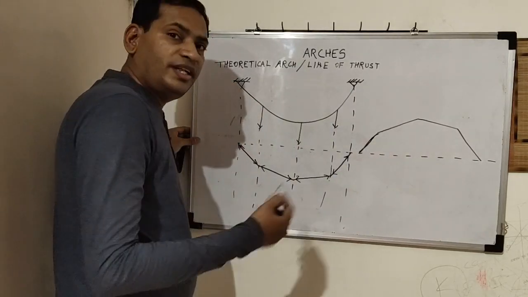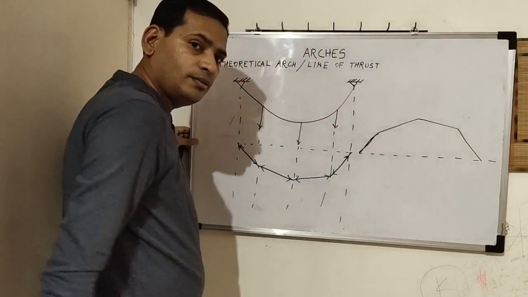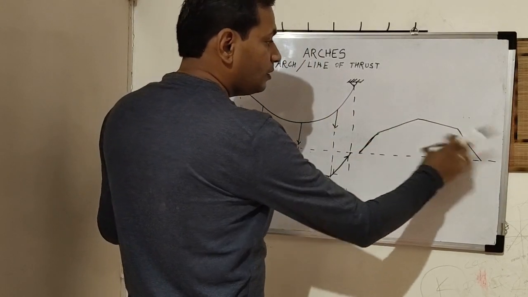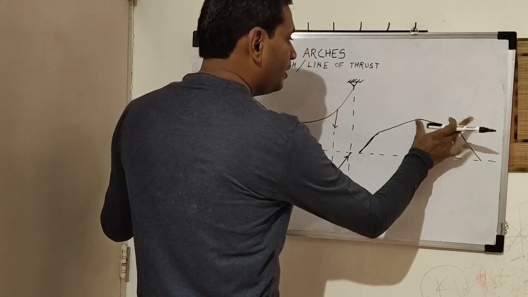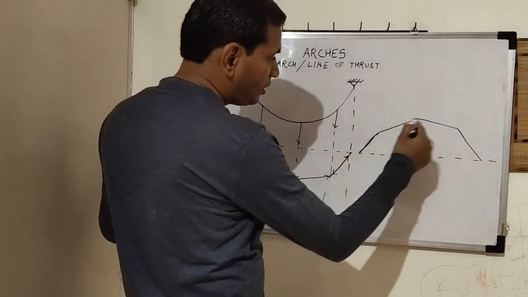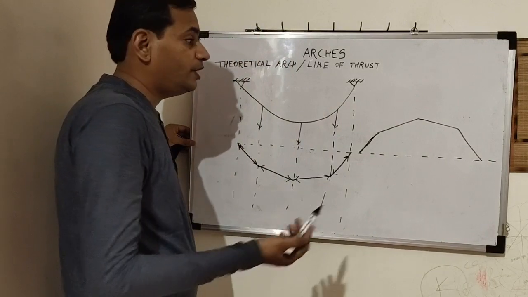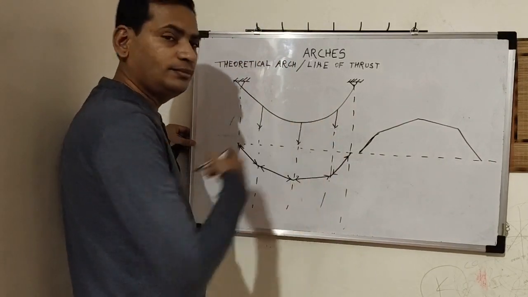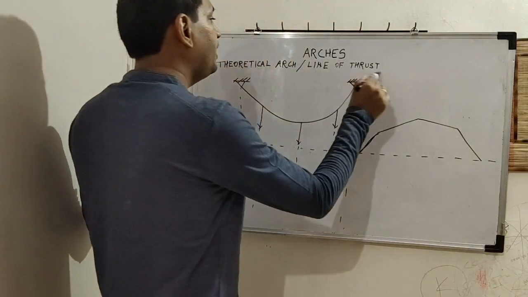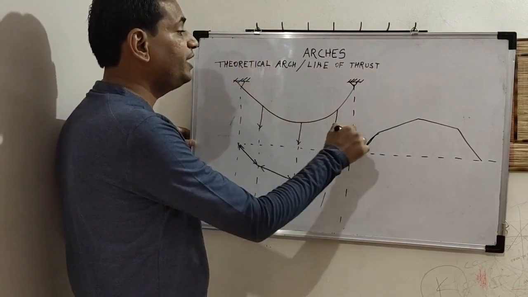So our three hinged arch is approximately of this shape. That arch will become different links connected together. When these links are connected together, it will become approximately a parabolic arch, but it is only for a given set of loading. So when you get such a shape, it is called line of thrust, or theoretical arch.